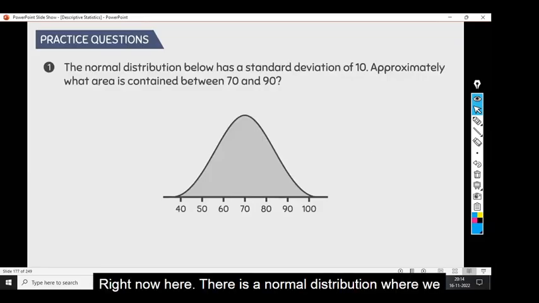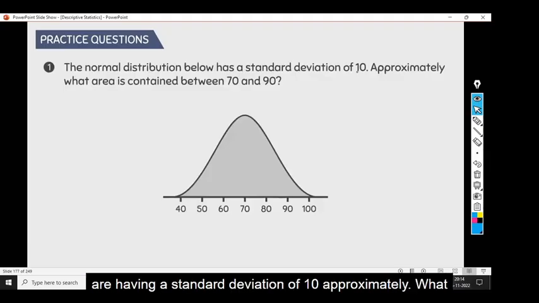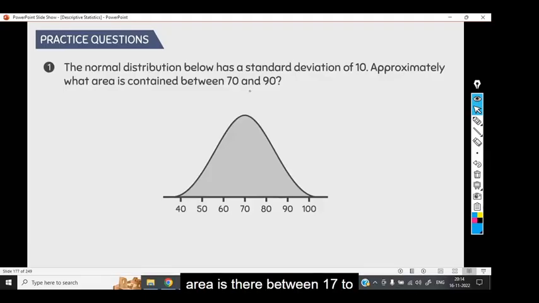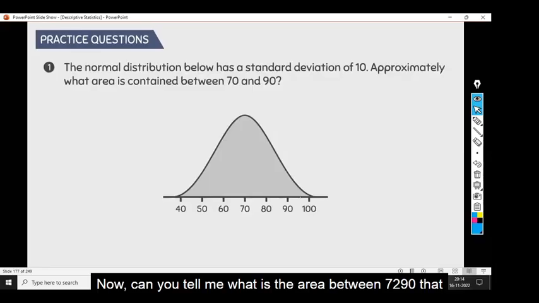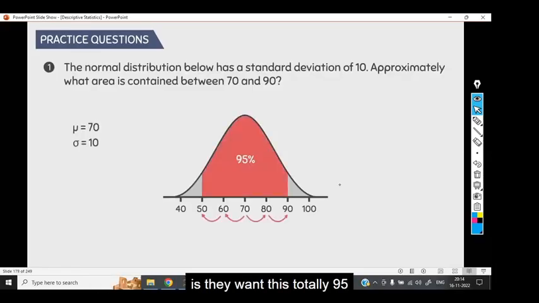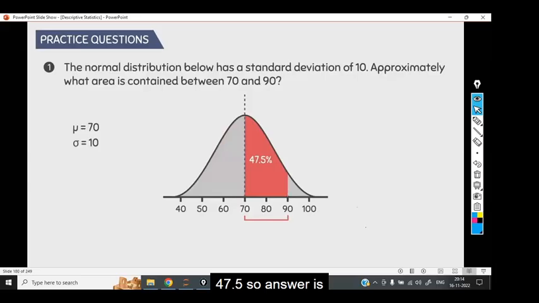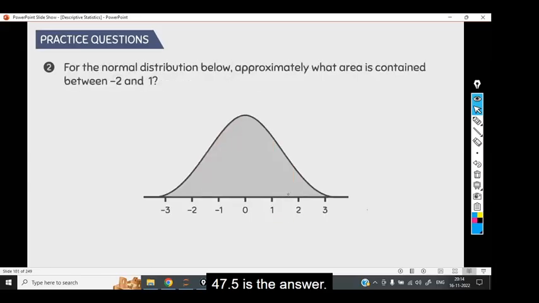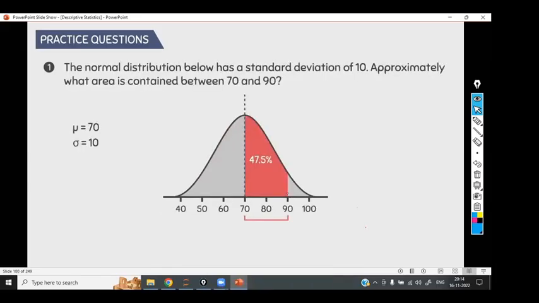Right? Now here there is a normal distribution where we are having a standard deviation of 10. Approximately what area is there between 70 to 90? Now can you tell me what is the area between 70 to 90? That is, they want this total is 95. Out of 70 to 90 means 47.5. So answer is 47.5.